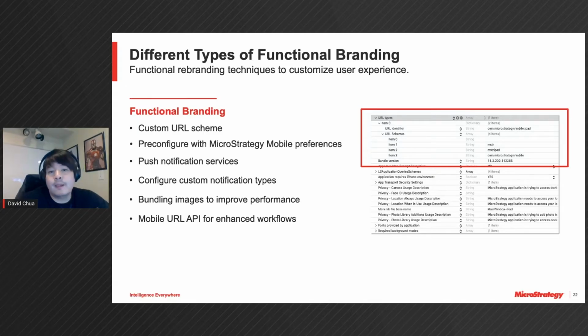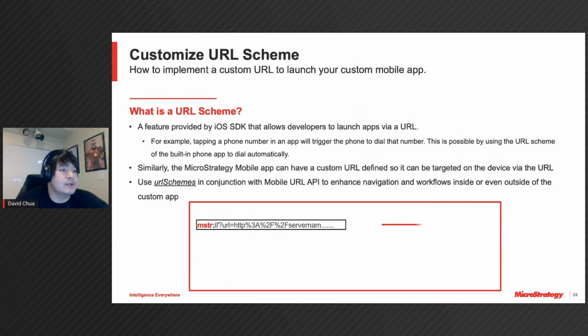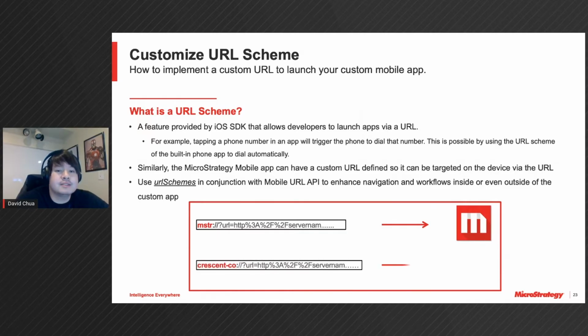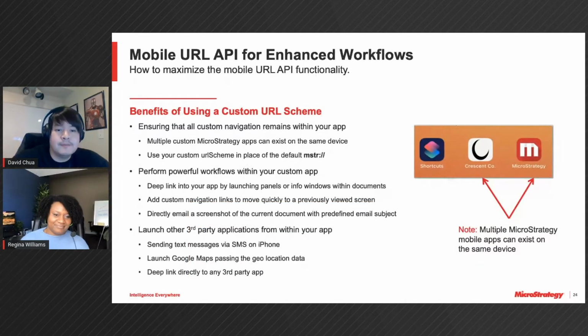In the next slide, you can see the URL scheme. It's a feature provided by the iOS SDK to launch apps via URL. By using this, you are able to open apps within the app. So let's say in the image seen here, the MSTR app launches an MSTR app, while the Crescent Co will launch the specific Crescent Co app. You can use the URL scheme in conjunction with the mobile URL API, which Regina will be talking about in the next slide. And now I'll present to you, Regina.